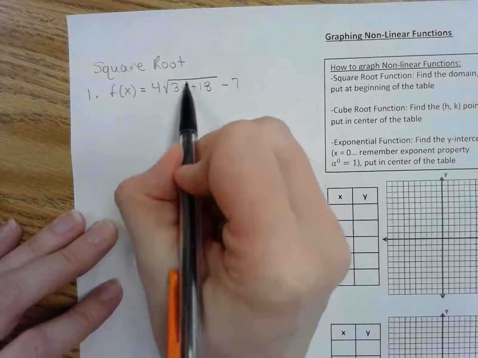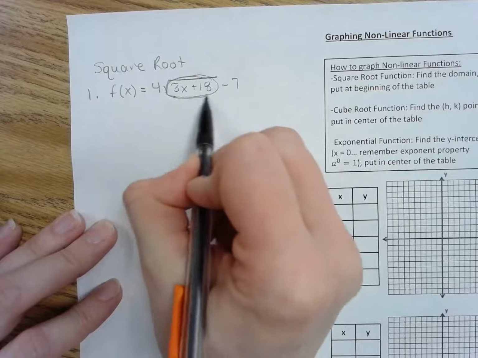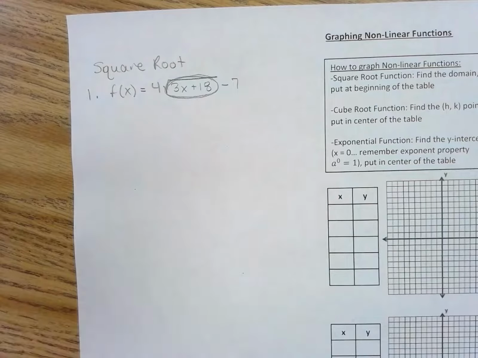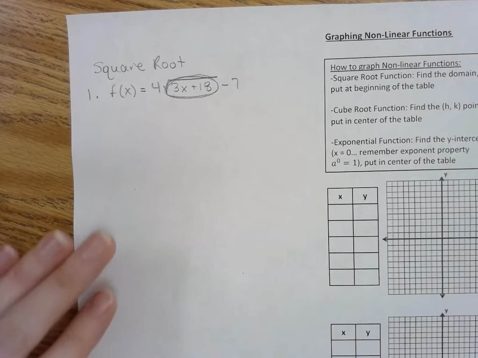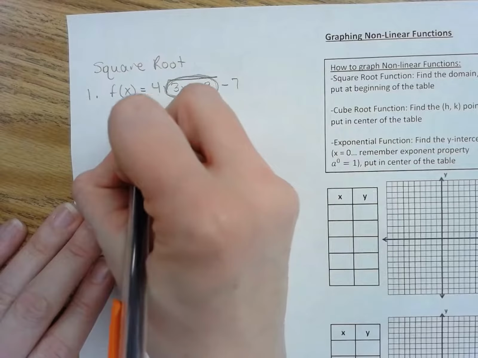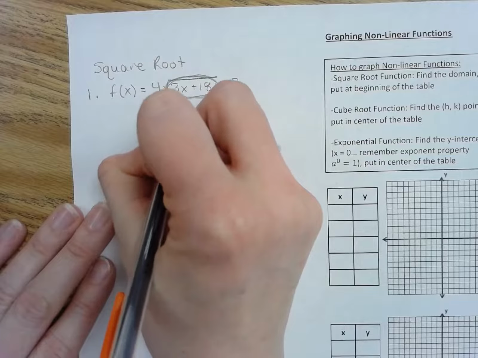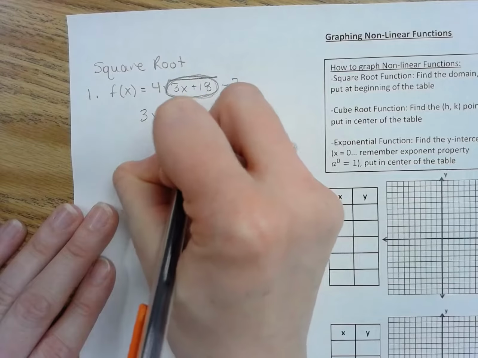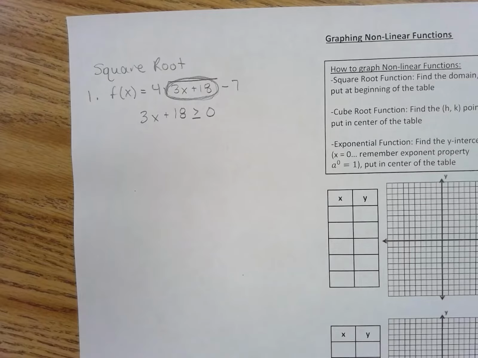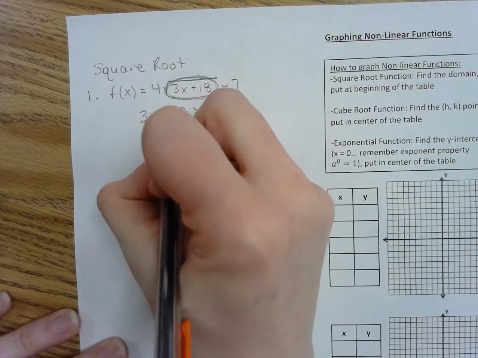Recall that we care about what's underneath the radical, because if that is a negative number, we will not be able to graph this function. So we have to restrict what's underneath the radical sign. 3x plus 18 needs to be greater than or equal to 0. If it was less than 0, that would give us a negative value. So set it greater than or equal to 0 and solve.